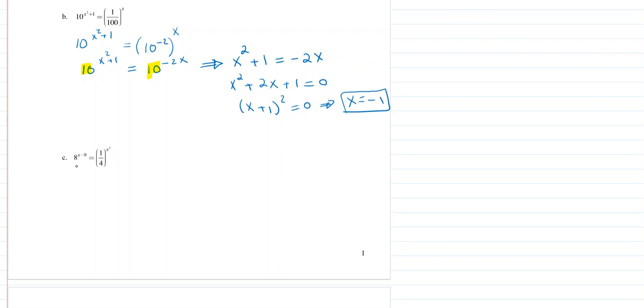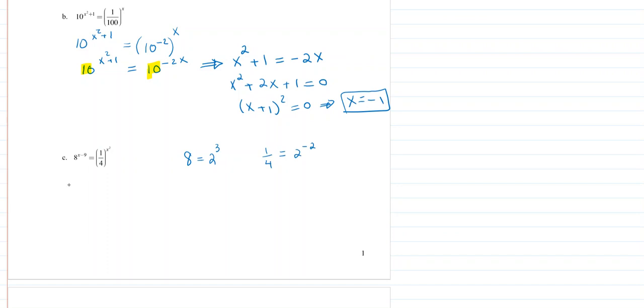Well, the base on the left is 8. On the right is 1/4. They're certainly not the same. But there is a way to write them both as a power of the same base. I can write 8 as 2 cubed, and I can write 1/4, it's 1 over 2 squared, so it's 2 to the negative 2. So I can make matching bases. I can make both bases become 2.